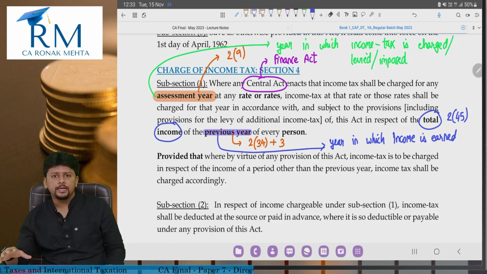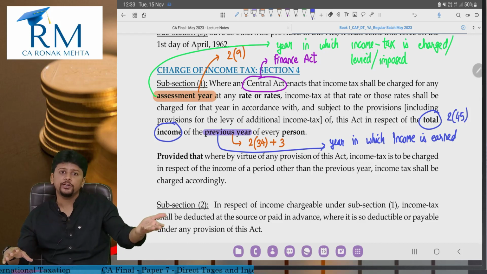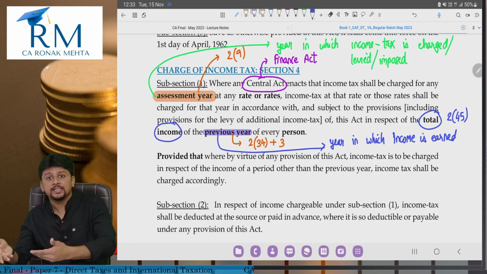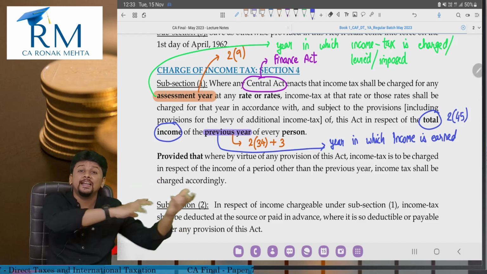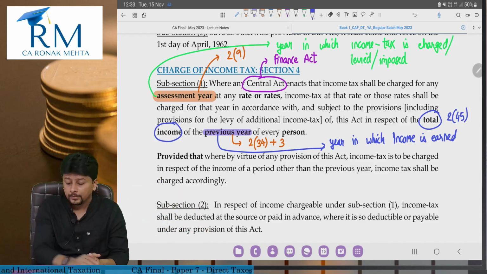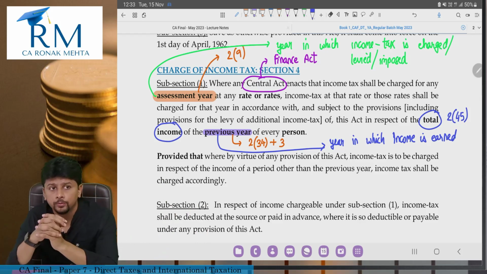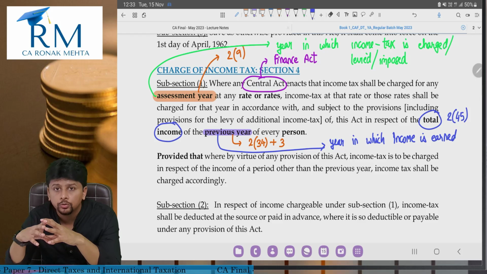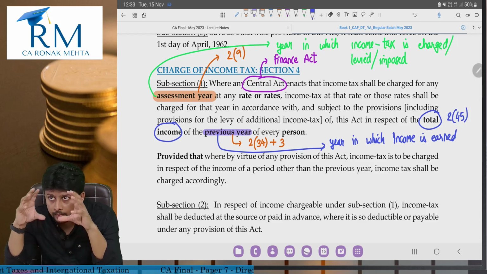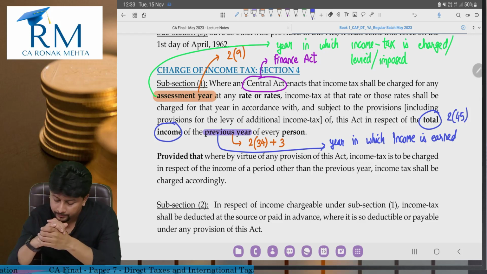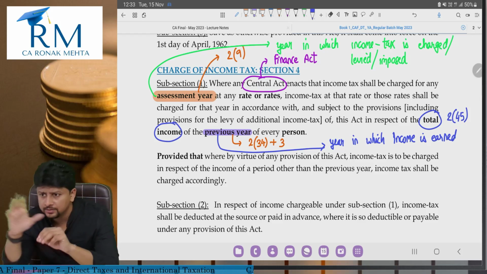23-24 is the assessment year. The year preceding it, 22-23, is the previous year. 22-23 is an assessment year. The year preceding it, 21-22, is the previous year. It is charging section 4 which helps you to decode the meaning of the words previous year and assessment year of every person. Last words, of every person.